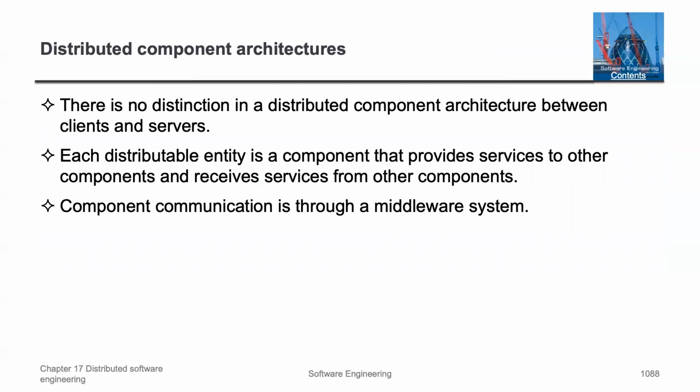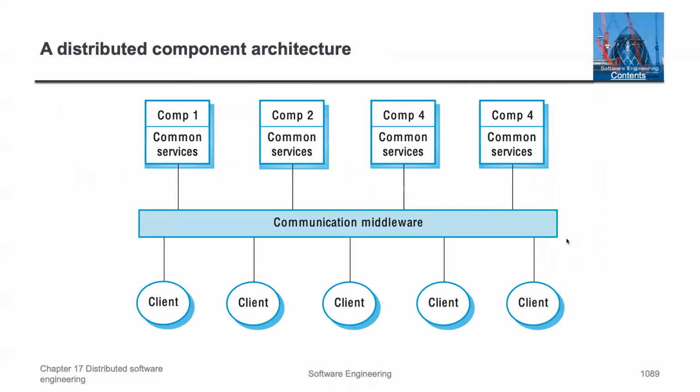For distributed component architectures, there is no distinction in the distributed component architecture between clients and servers. Each distributable entity is a component that provides services to the other components and receives services from other components. Component communication is through a middleware system. So here we have an illustration of a distributed component architecture. And so you have common services that feed into the middleware, and the clients with their mode that they're familiar with engage with that communication fabric that's part of the middleware.